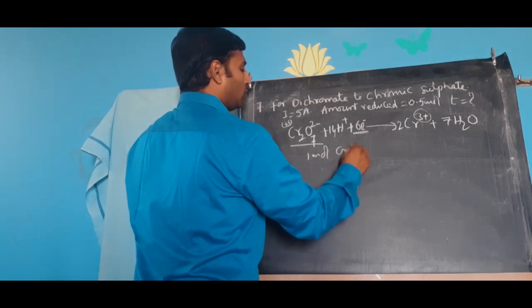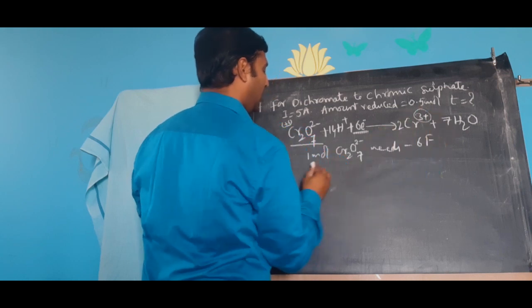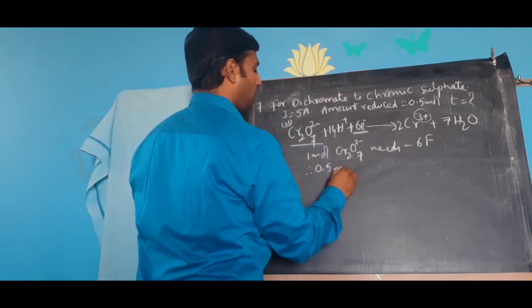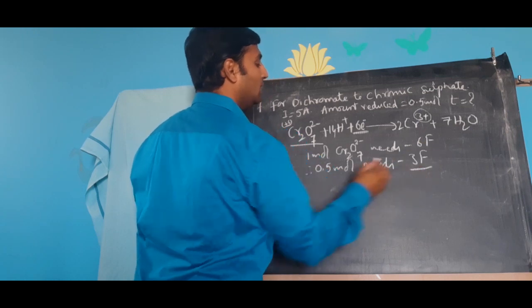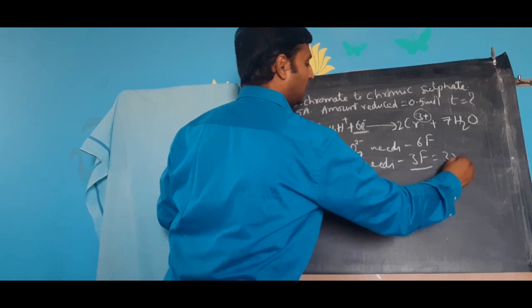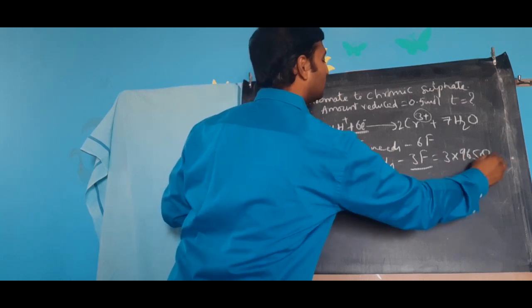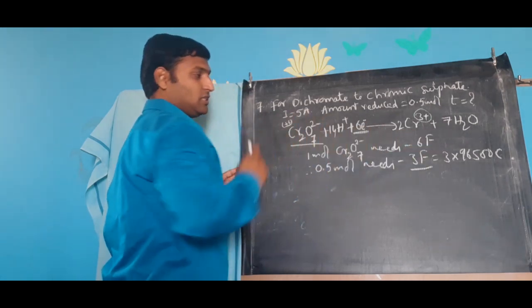1 mole dichromate needs 6 Faraday. Therefore, 0.5 moles needs 3 Faraday. So the amount of charge required is 3 Faraday, which I can write as 3 into 96,500 coulombs. Now we have established the amount of charge required.